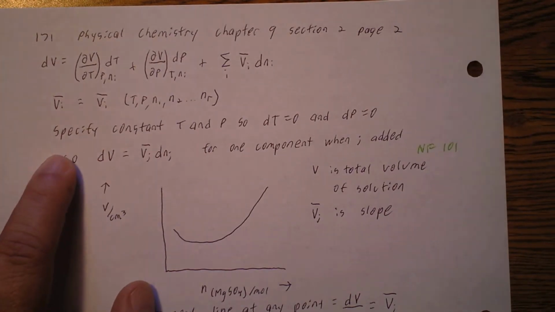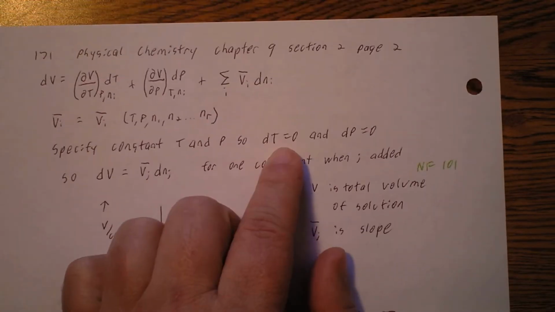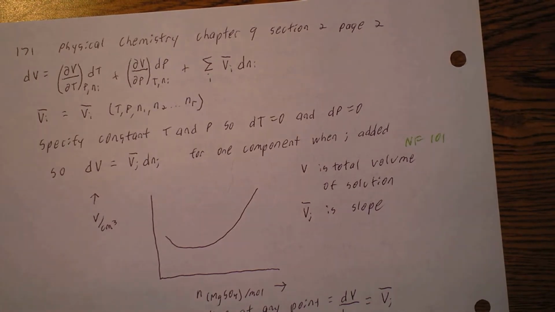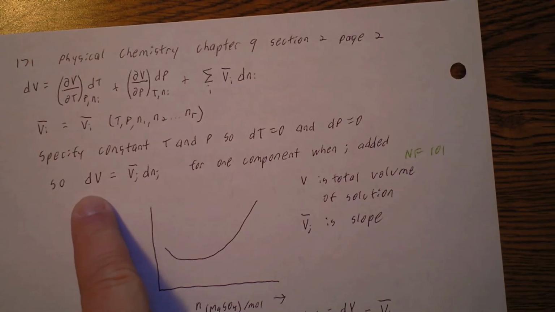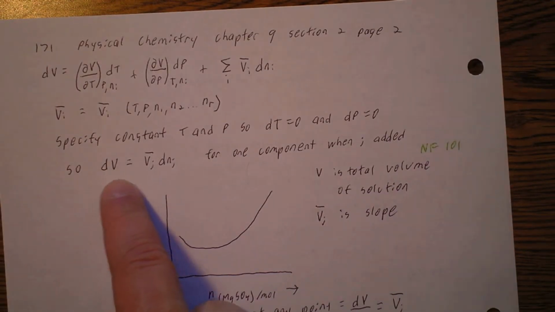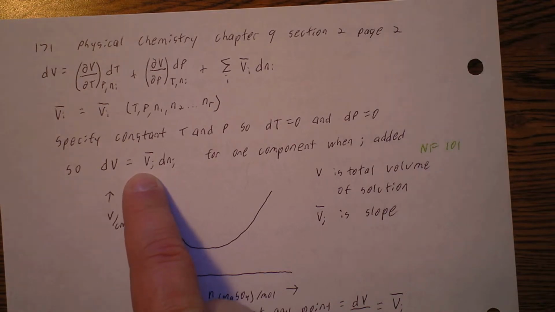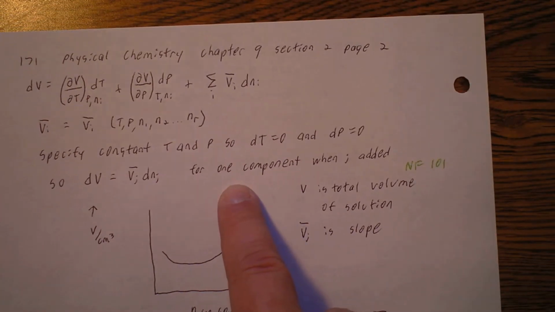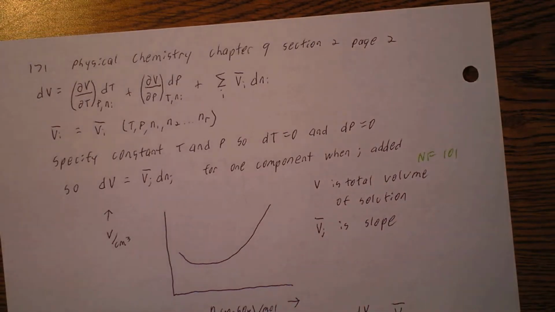Now let's say that we're going to have constant temperature and pressure, so that the differential of temperature is equal to 0 and the differential of pressure is equal to 0. Then the differential of volume is just equal to the partial molar volume of substance J times the differential of the number of moles of substance J. But that's just for that one component when it is added.